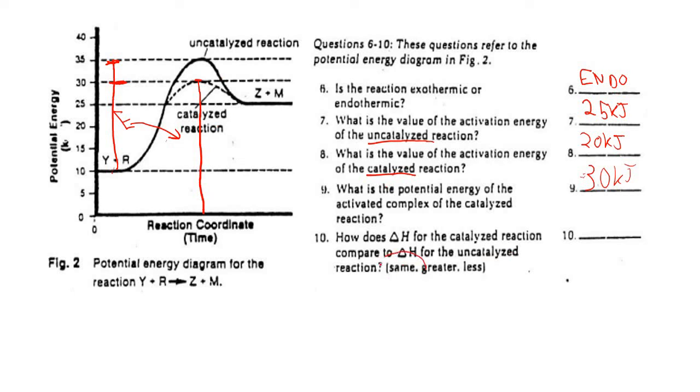So it is the same, right? The delta H is not affected by the hill. Remember that. All right, there's my delta H. The product and the reactant's PE never changes. Those are the same. So the size of the hill has no impact on our delta H.